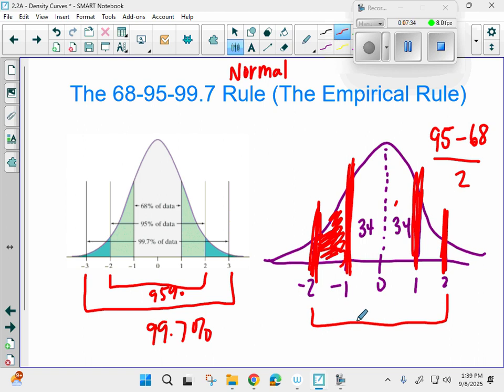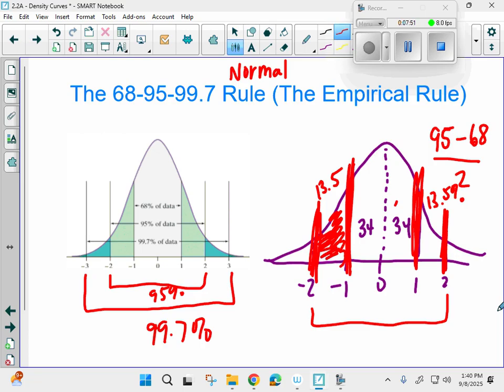Okay. So I take the 2 standard deviations, 95, minus the 1, and I divide by 2 because I just want this piece. And that gives me 13.5%. And then this is 13.5%. So 34, 34, and 13.5, 13.5 should add to 95.